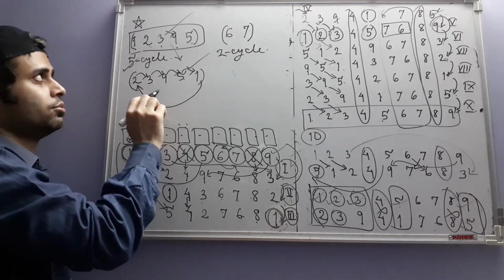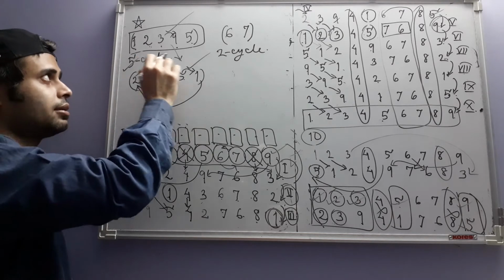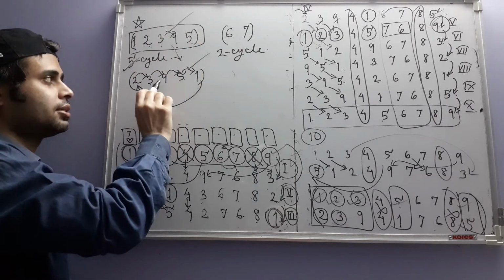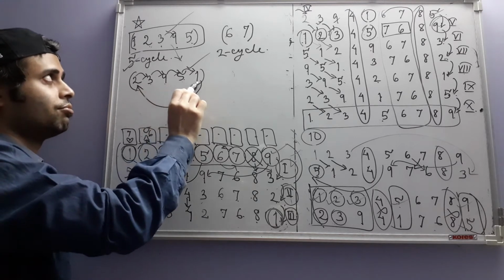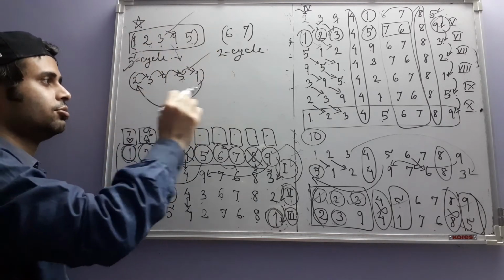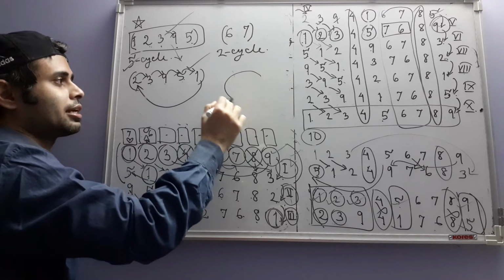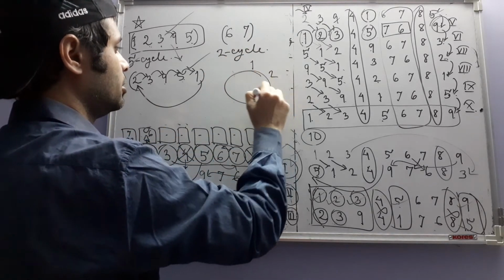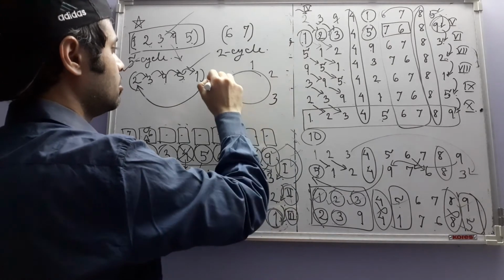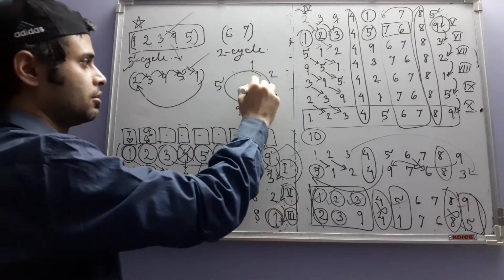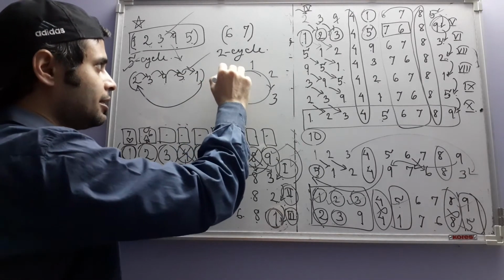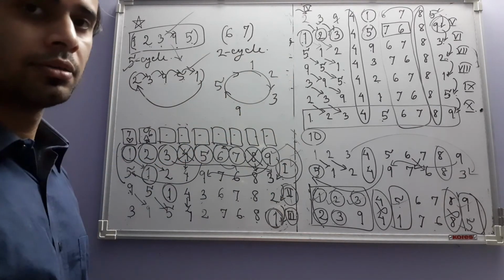What I have to maintain though is the cyclic order. After 2, 3 comes. After 3, 9 comes. After that 5, 1 and then back to 2. So that's why it is called a cycle. Okay, it goes like this. 1, 2, 3, 9, 5, 1. It does not matter where you start.